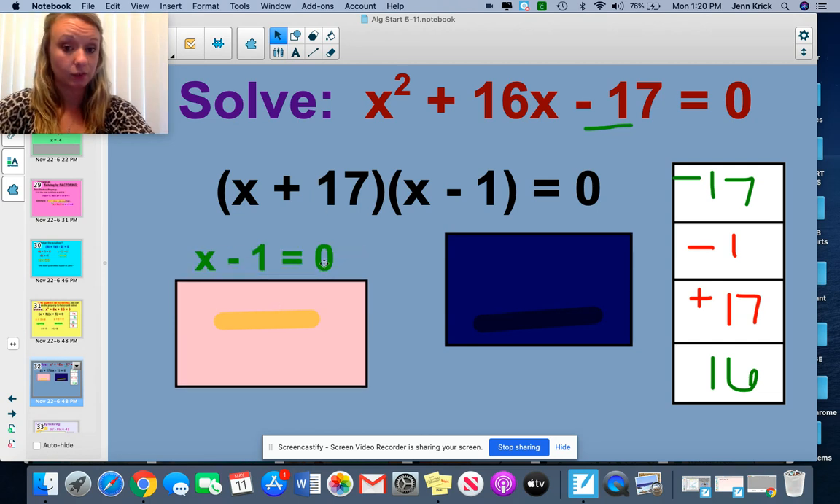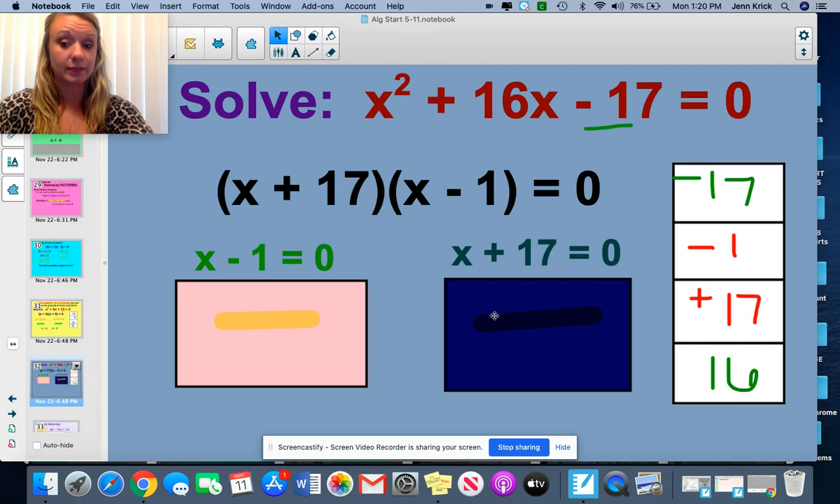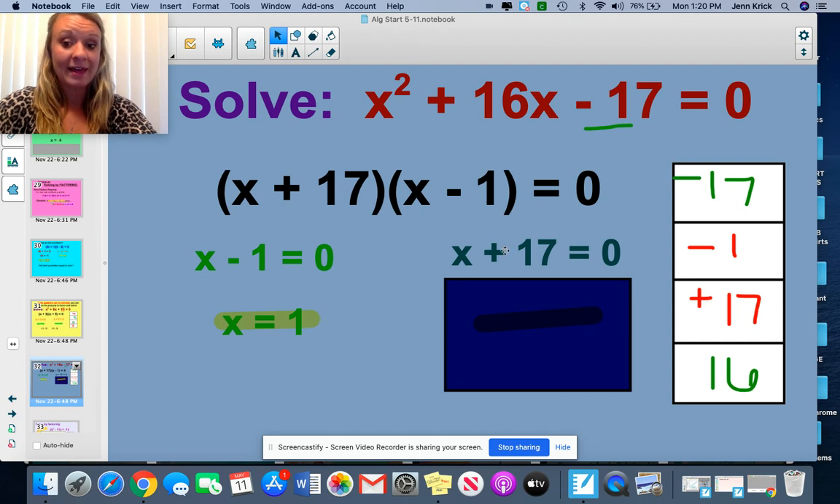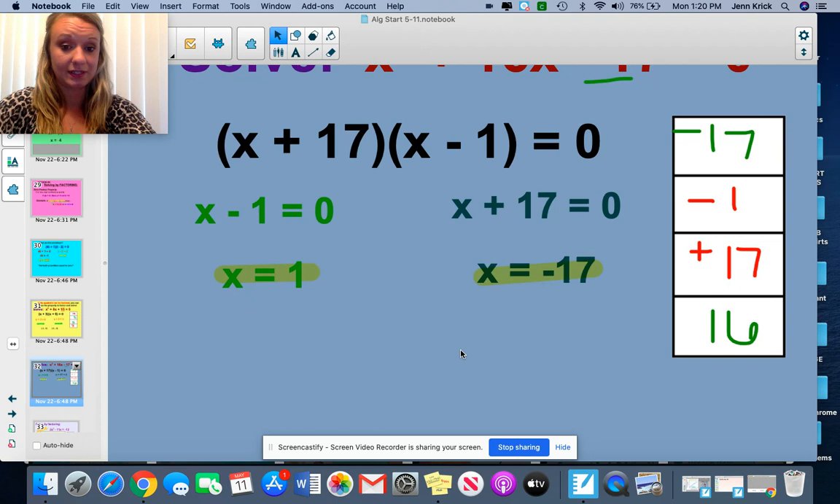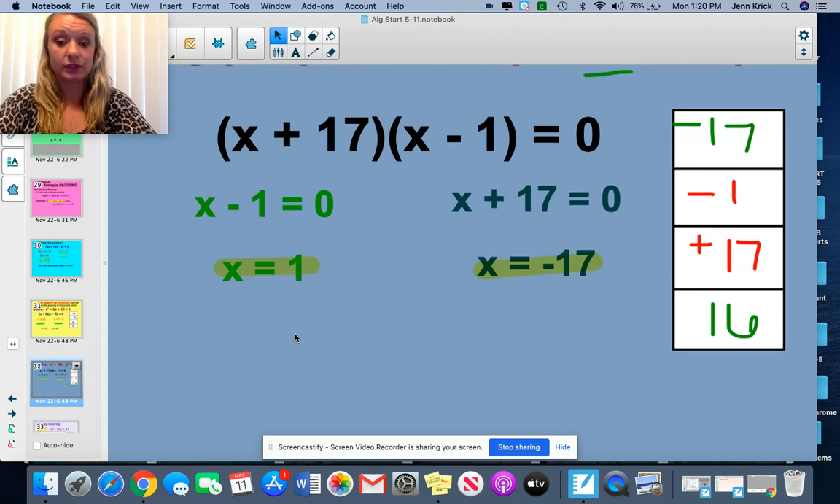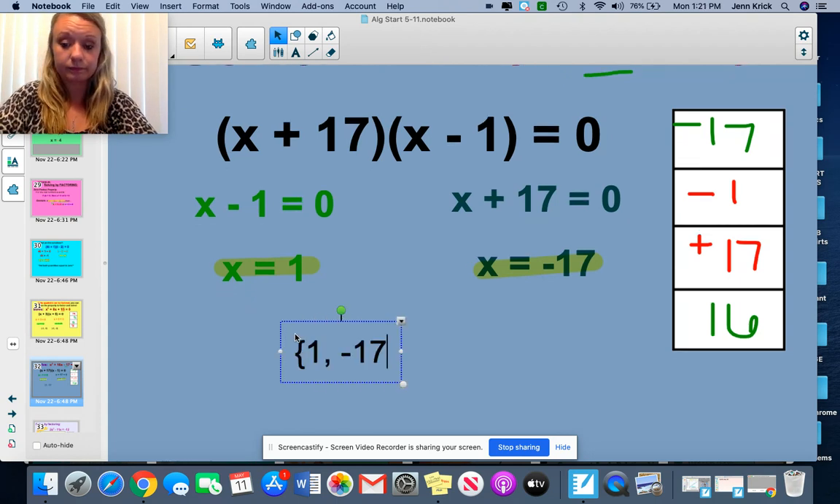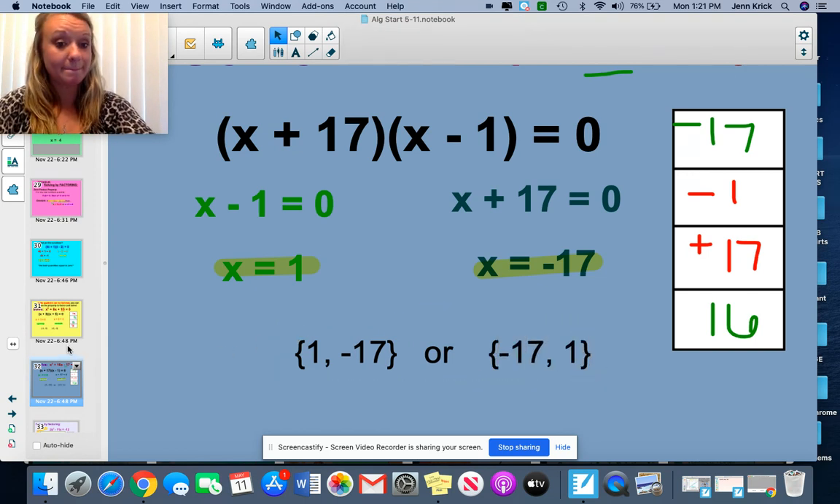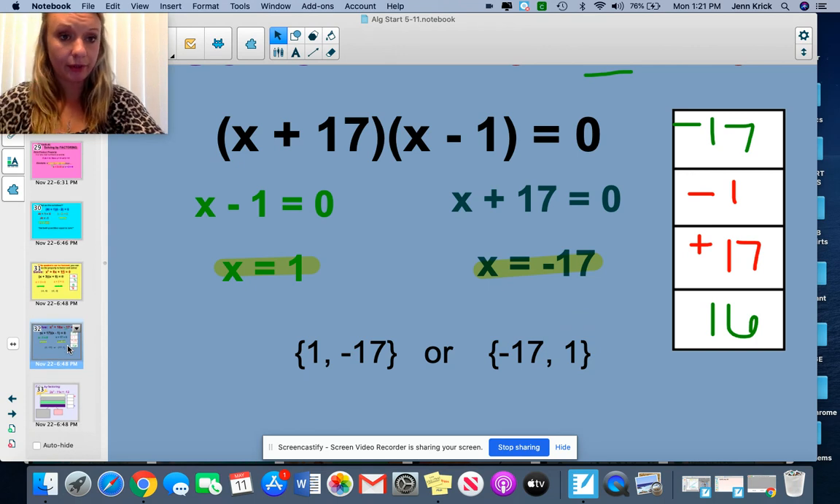So I've got x minus 1 equals 0 and x plus 17 equals 0. To isolate x here, I'm going to add 1 to the other side, and I got x equals 1. Then I'm going to subtract 17 from the other side here, and I got negative 17. And again, your solutions can look like this, or it can look like this. And that's it.